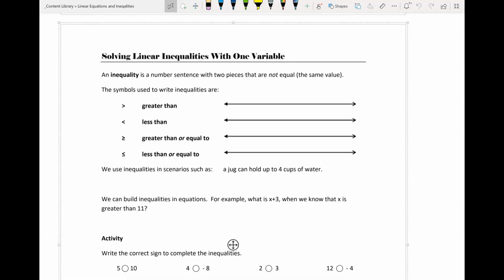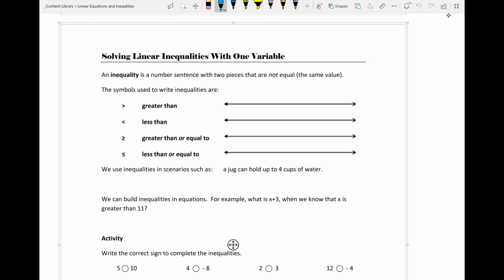Welcome to the new unit and the first video for linear inequalities and system of equations. In this lesson, we're going to solve linear inequalities with one variable. An inequality is a number sentence with two pieces that are not equal or that do not have the same value. Here are the symbols used to write inequalities. We have the greater than, less than, greater than or equal to, and less than or equal to signs.